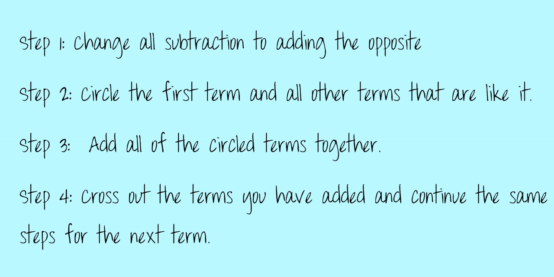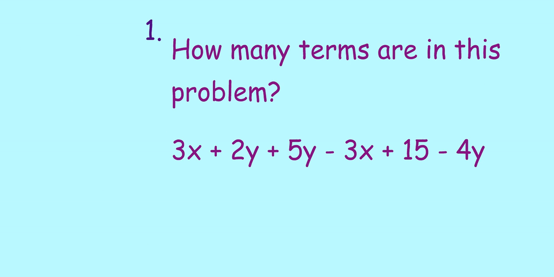Now, there's no set number of like terms you can have. You can have 2 that are alike, 3, 4, 5 that are alike, or you can have ones that don't have a match, which have no like terms. Step 3, add all the circled terms together. Step 4, cross out those terms, go to the next term, and start steps 1 through 4 again. Pause the video, take a minute, write those 4 steps down, and then we're going to practice some model problems here.